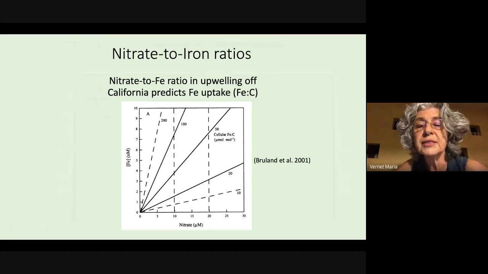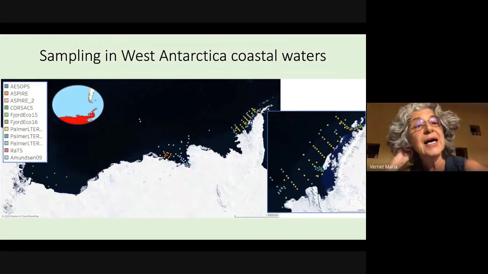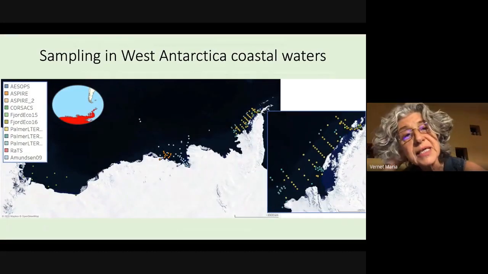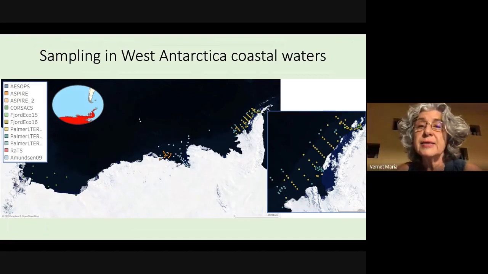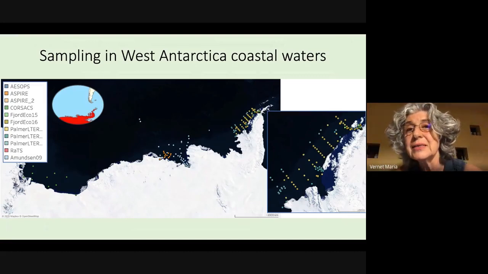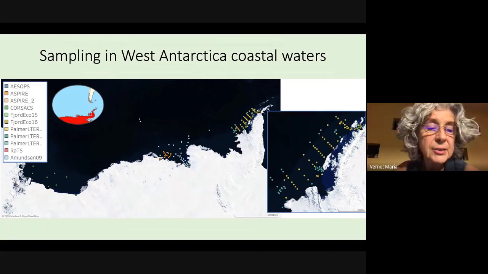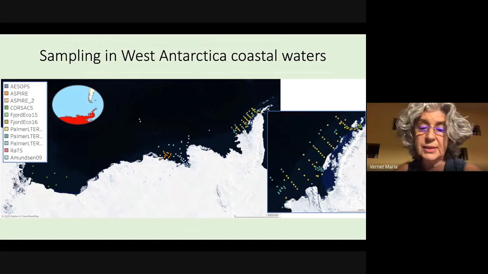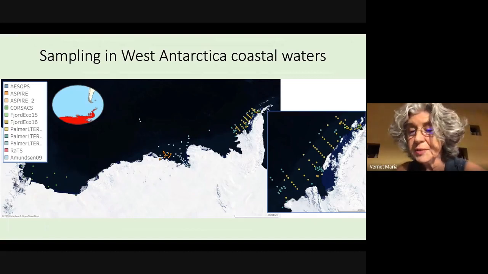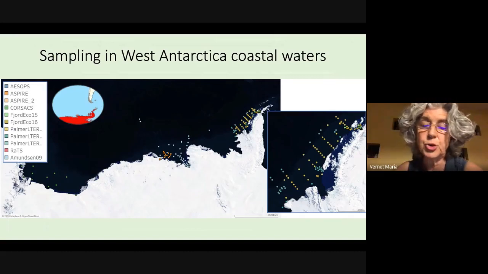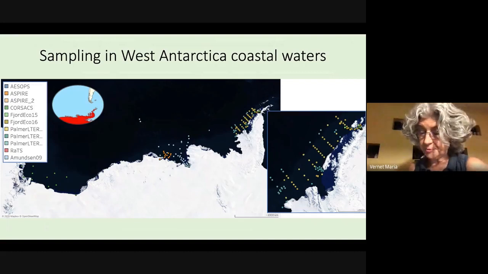So our question was, given that Antarctica, the Southern Ocean, is a high nutrient, low chlorophyll environment and is iron limited, what are the nitrate to iron ratios there, and what can it tell us about the phytoplankton and the biogeochemistry? This is a map showing the different data sets that we used. Today, I still don't have all the data, but we have most of them. In the Antarctic Peninsula, there are 3 data sets. In the Amundsen Sea, there are 2 and 2 more for the Ross Sea.